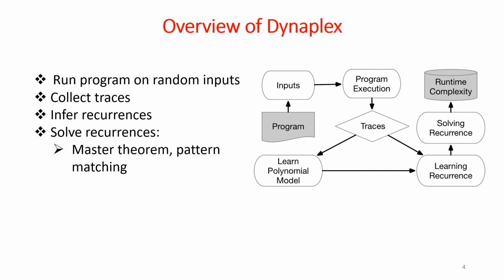From these execution traces, Dynaplex can infer recurrence relations and learn polynomial models, which then can be solved to obtain a runtime complexity. To solve recurrence relations, we use different techniques, including the popular master theorem and other pattern matching techniques.